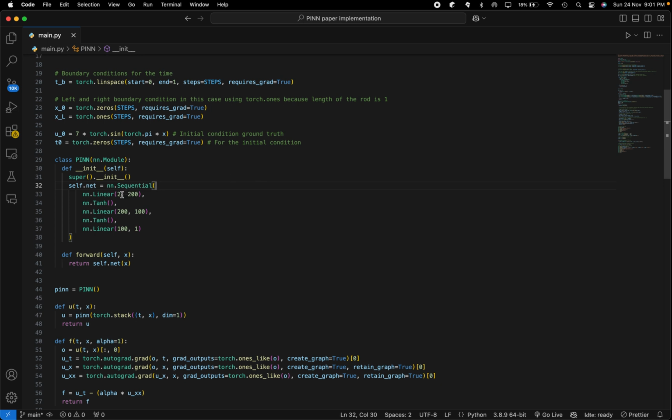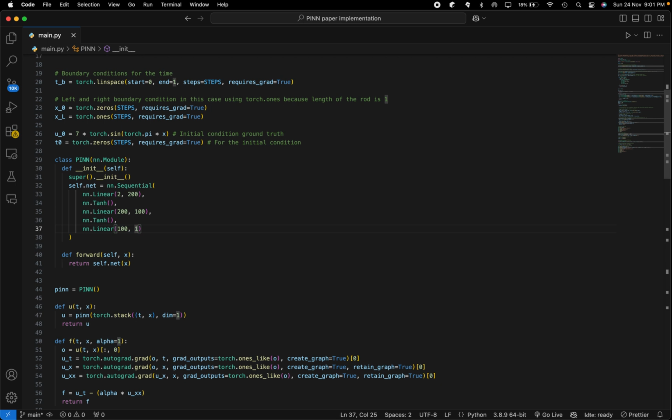So that's why my linear layer has two inputs, which is going to be x and t. And then I'm just having 200 neurons in there. And then I'm having the tanh activation function. Then I'm having 100 neurons in the second layer, tanh, 100 to 1.